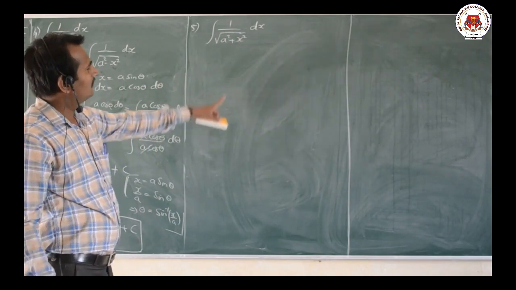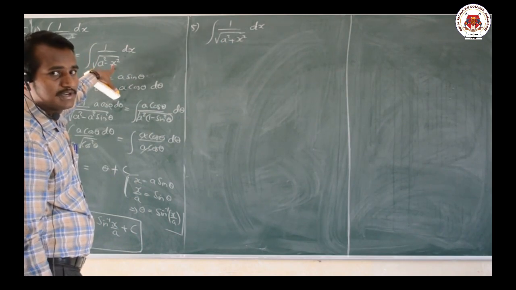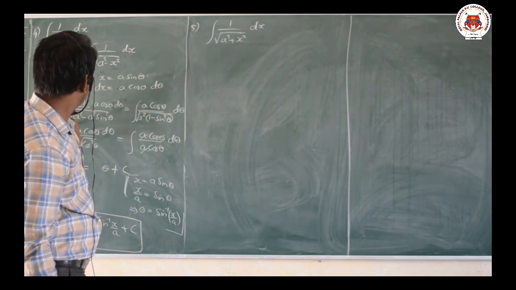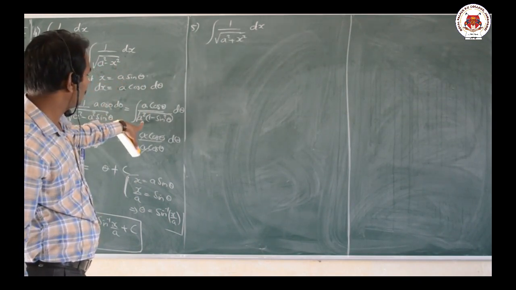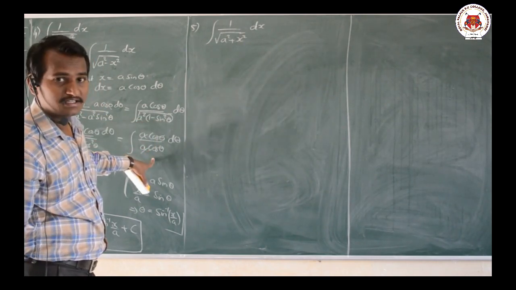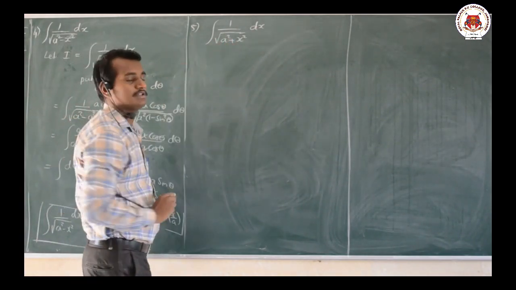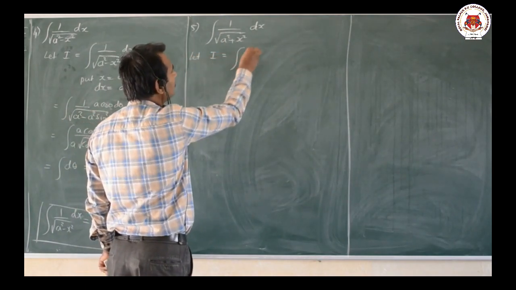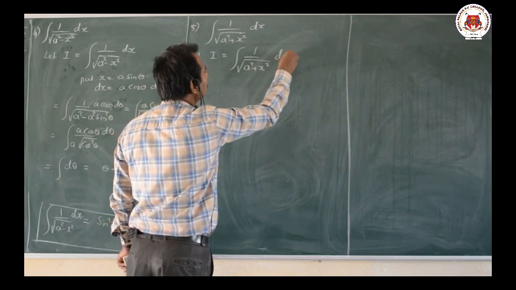Now look, we know the formula. Here we took x as a sin theta. If I substitute, we get a square minus a square sin square theta, a square common, and 1 minus sin square is cos square. Our intention is to eliminate the root. In the same manner here also I have to remove this root. Let us take I equal to integration of 1 divided by root of a square plus x square dx.